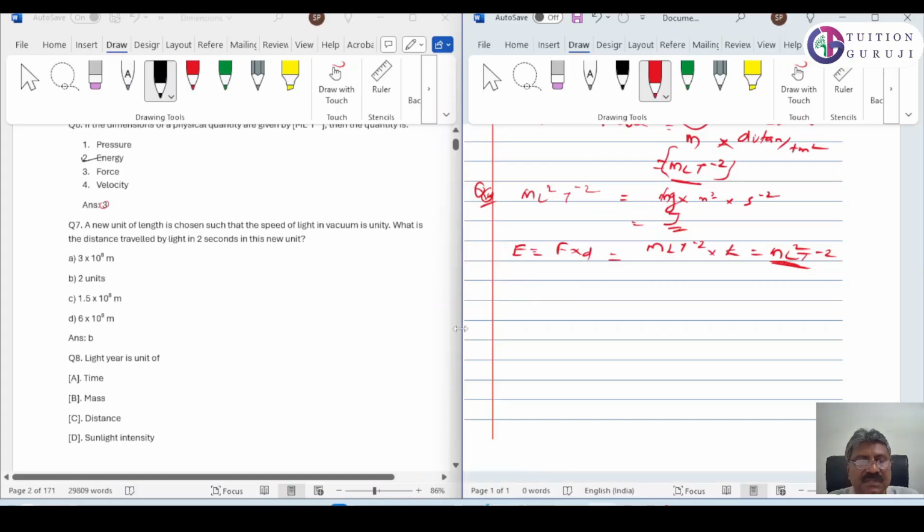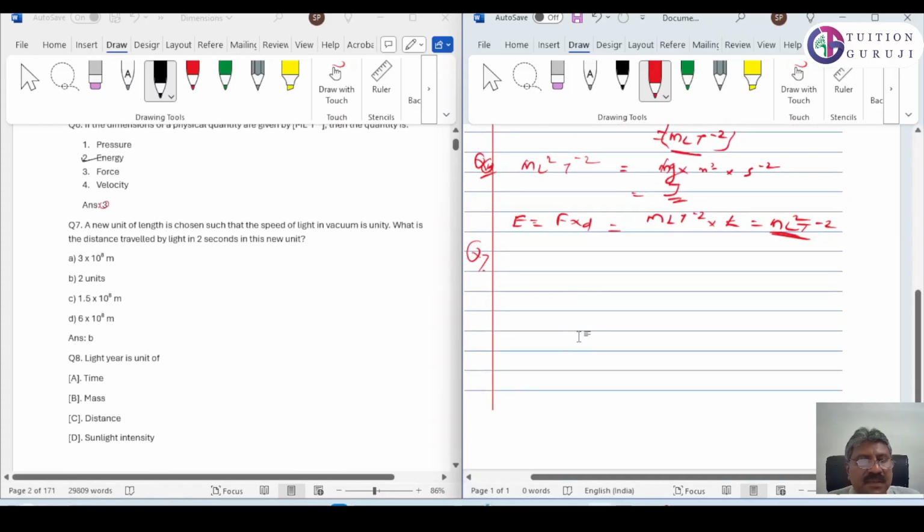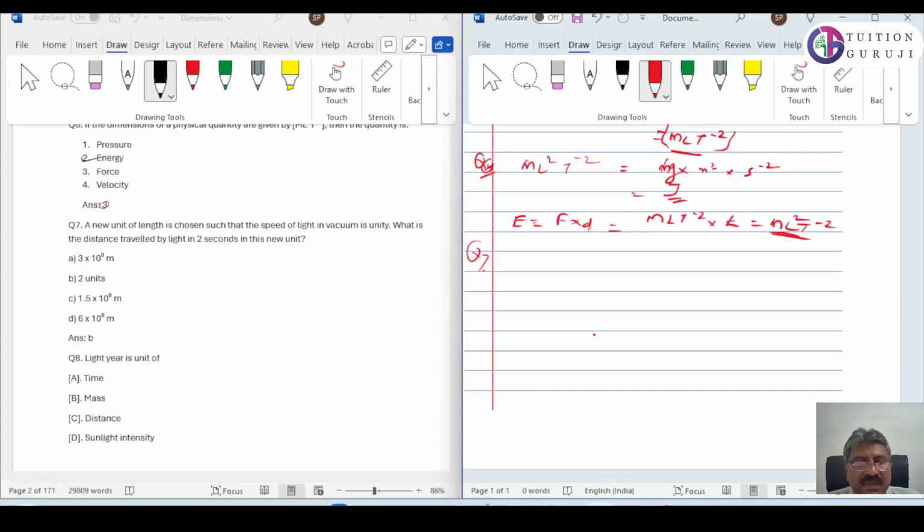Next one, Q7. A new unit of length is chosen such that the speed of light in vacuum is unity. What is the distance traveled by light in 2 seconds in this new unit?